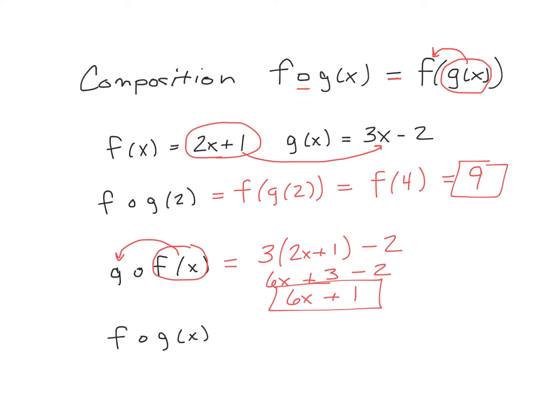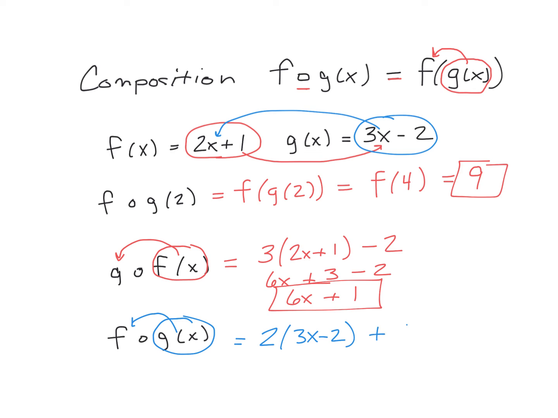The next one here is the same thing, but it's in different order. So here you can see we're going to put g of x into f, g of x function into the f function. So I'd have 2 times 3x minus 2 plus 1. And then again I can distribute, combine like terms, and I have that composition. And you can see they are different answers there.